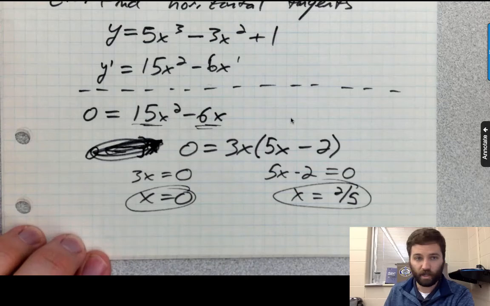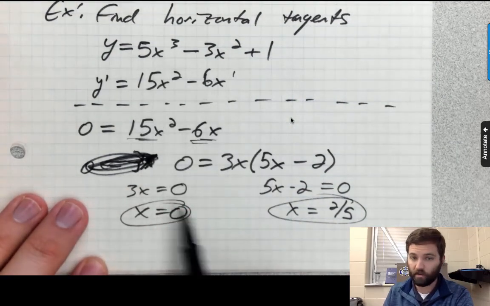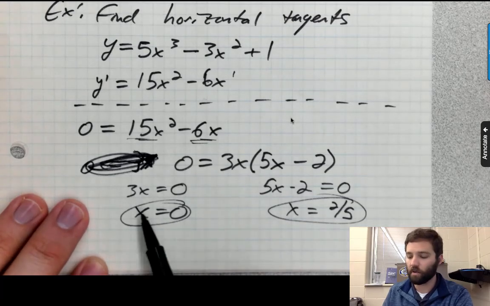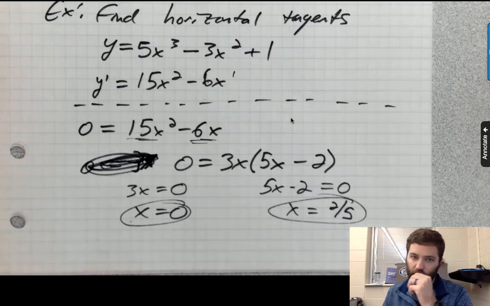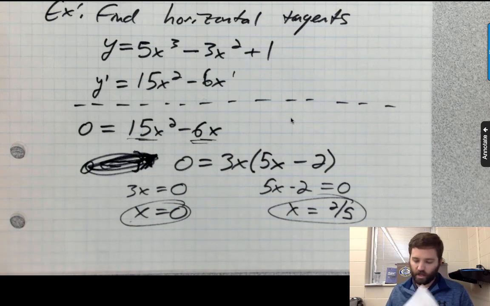It'd be worth your time to take a look at the graph of the original function, and confirm that you have a maximum or a minimum at any horizontal tangent at x equals 0 and x equals 2/5. Okay, and I think that is going to pretty much wrap up this video, and we will talk about undoing the derivative in the next video.